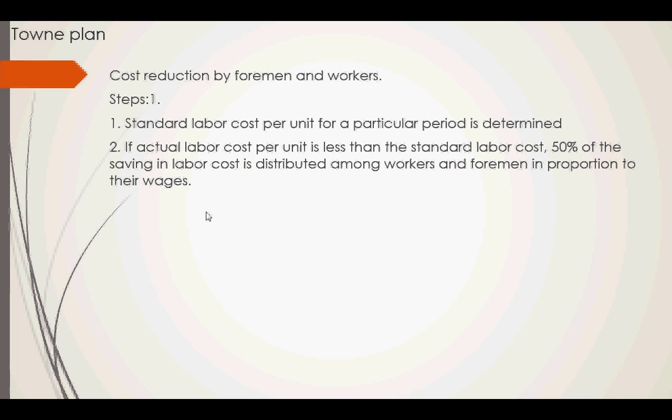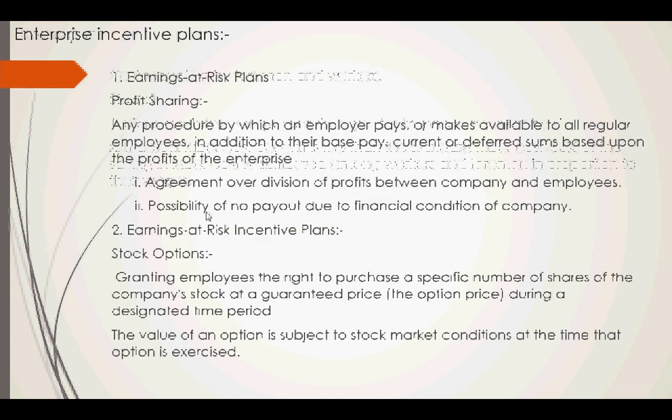For example, the standard labor cost per unit for a particular period of time is determined and set. If the actual labor cost per unit is less than the standard labor cost, 50% of the saving in labor cost is distributed among the workers in the group and foremen in percentage of their wages. So this is another important type of incentive scheme.